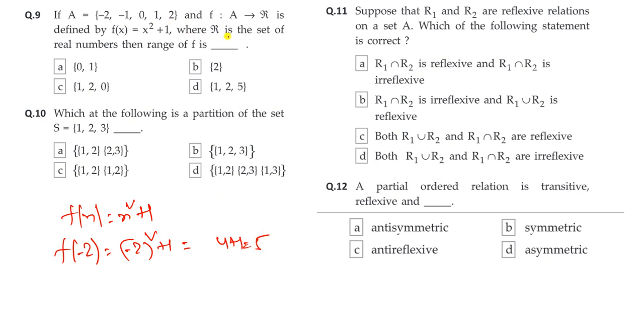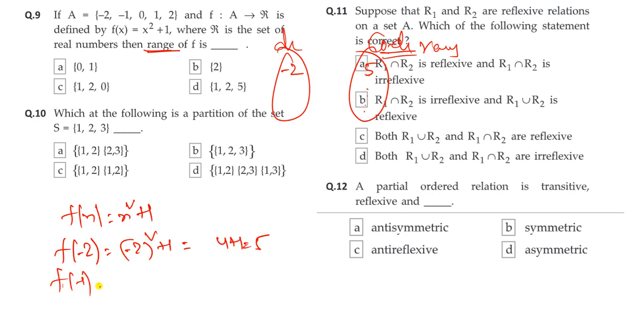Here what they ask, where R is the set of real numbers, is the range; we have to find out the range. So you know this: if you have a domain value and a codomain value, the values that actually come out are the range values. So for the value -2, what is the outcome? 5. And come to the next value, f of -1 equals (-1) whole square plus 1; 1 square means 1, plus 1 equals 2, right? So 2 for -1.